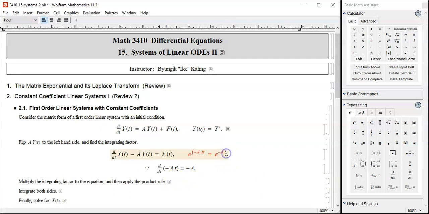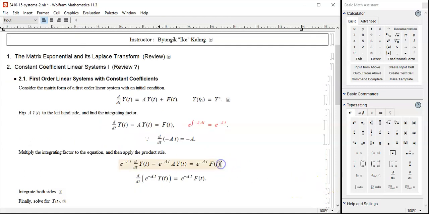Okay, we have the integrating factor, and this is a justification, by the way. This part here is the antiderivative of just this coefficient part, negative A. All right, let's multiply this integrating factor to each term of this ODE here. There you go. There we multiplied, there we multiplied, and then there we multiplied.